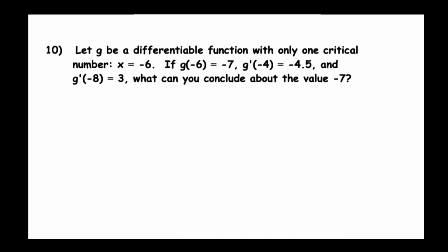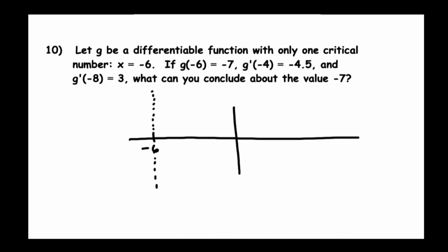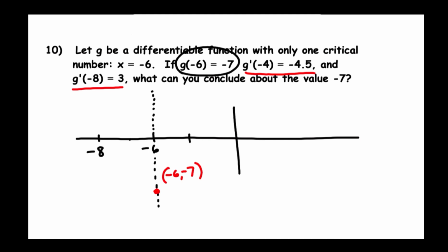I feel like I need to make a picture of this just to see what's going on. So let's just investigate. Again, just a sketch. Here's -6. So somewhere along this dotted line is where the action happens. And it says that g goes through the point (-6, -7). All right, so I'll just mark that. There's (-6, -7). So it's going through there. All right, let's see what's going on here. Here's -8. Here's -4, obviously not drawn to scale.